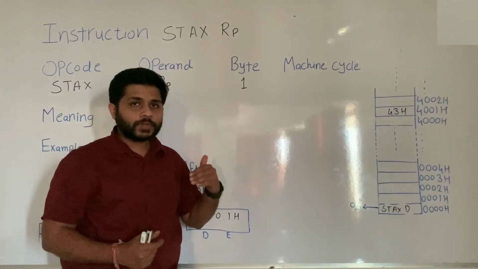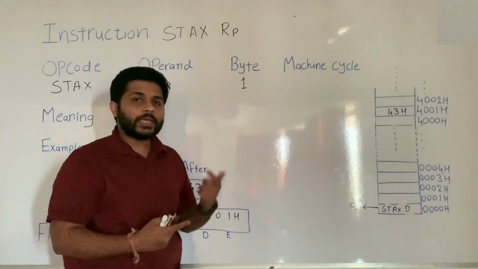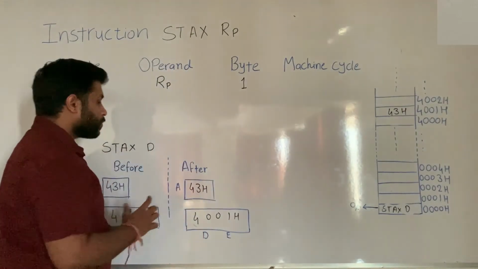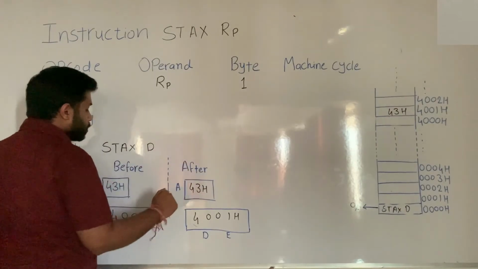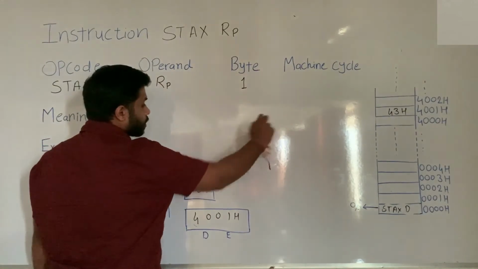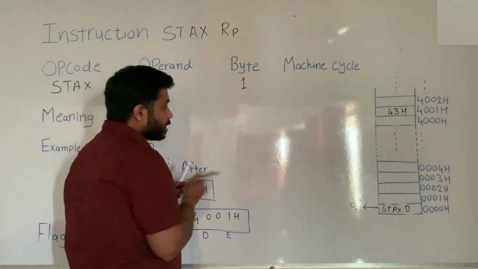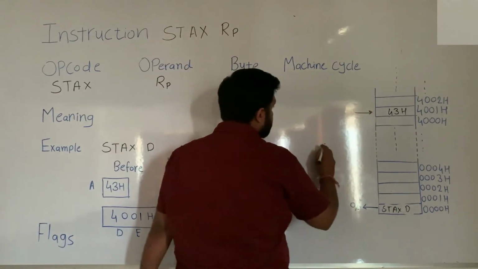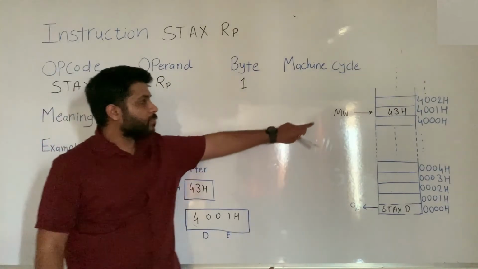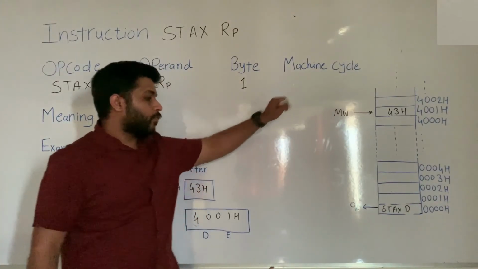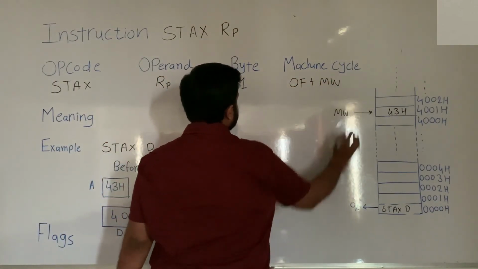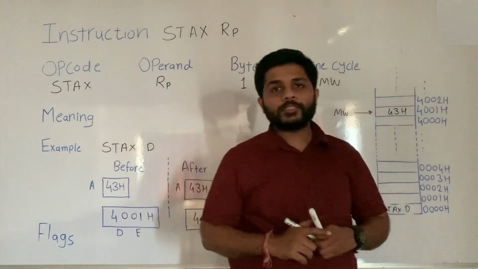After this whole instruction is transferred, the processor will decode. After decoding, it will execute. While executing, what process is happening? While executing this instruction, the processor is transferring data from the accumulator to the memory location. It means one operation is being performed, which is memory write. So to write data, the processor has to perform the memory write machine cycle, and for this instruction, 2 machine cycles are needed, which are opcode fetch plus memory write. Okay, and this is it for this instruction.